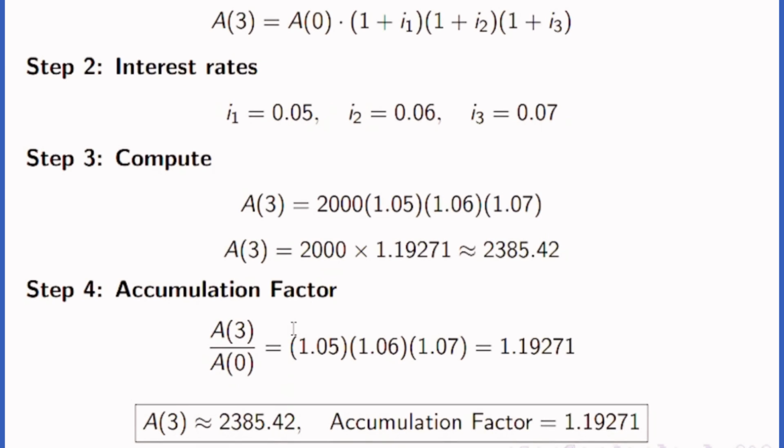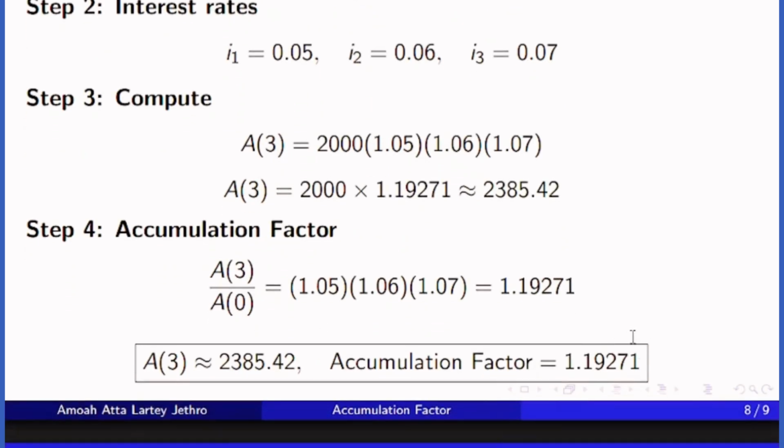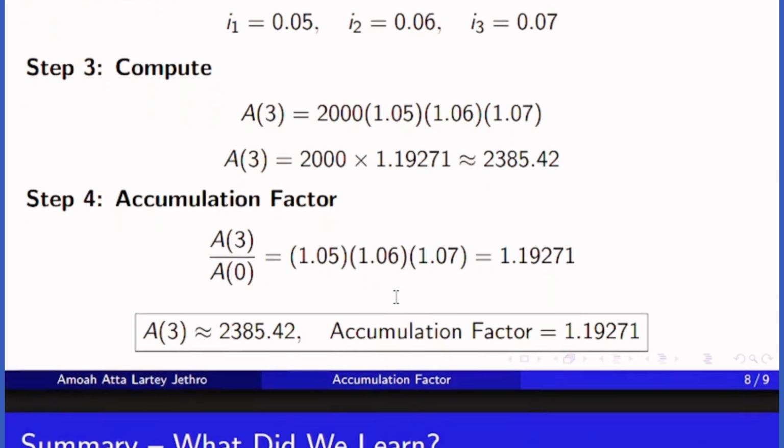Now, step 4, you have to find the accumulation factor. In our previous video, here we are using the amount function, which is the amount at time 3 over the amount function at the time you invested, and that's this. It's the same as multiplying the accumulation factors. So the accumulation factor is just multiplying all the accumulation factors, which is the same as the amount function at time 3 divided by the amount function at time 0, which is the amount you invested. So pay attention to that.